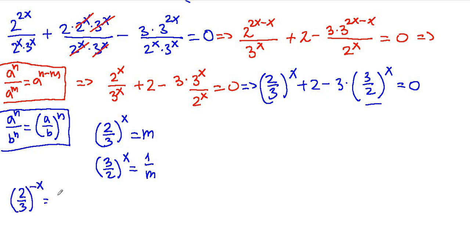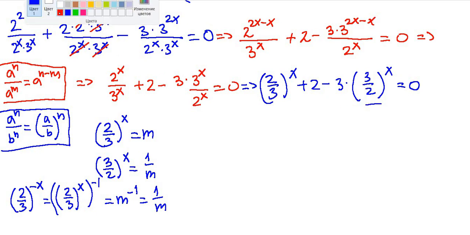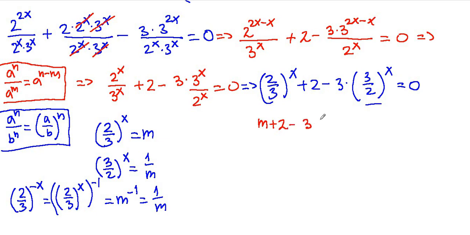So this is equivalent to 2 over 3 to the power of x, to the power of minus 1. And we see that 2 over 3 to the power of x is equal to m, so this is going to be m to the power of minus 1, which is equal to 1 over m. So here I proved it. Now if this is m, then this is going to be 1 over m. Therefore I will get a simple quadratic equation. From this we'll get m plus 2, minus 3 times 1 over m, is equal to 0.